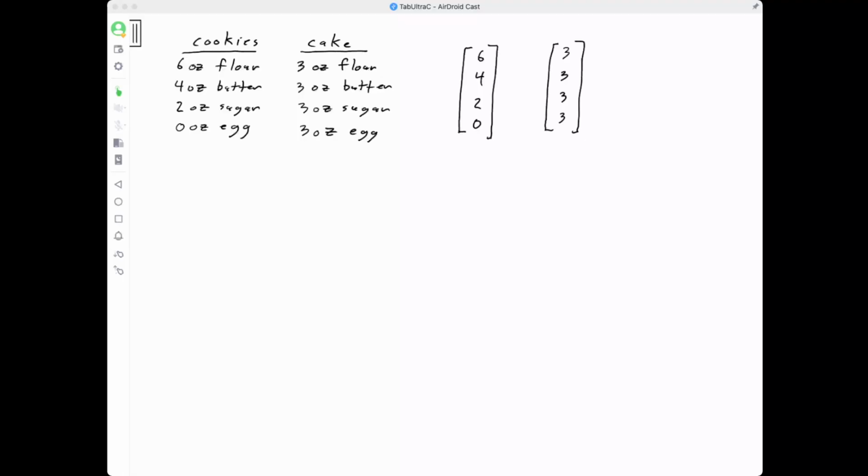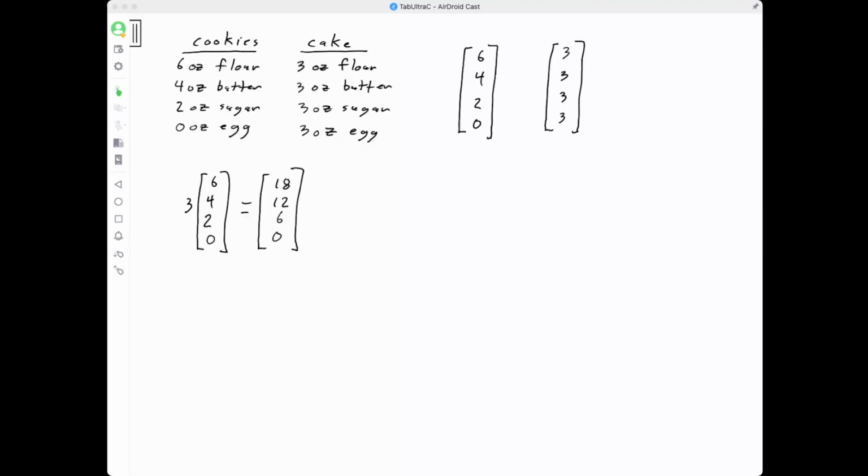And if I have these as my vectors, my recipes, I can think about, well, what do I need to make not 1 batch of cookies, but 3 batches of cookies? So I would take 3 times my vector, 6, 4, 2, 0. And what I'm doing when I do this is I just multiply that 3 times every entry. So I would need 18 ounces of flour, 12 ounces of butter, 6 ounces of sugar, and 0 ounces of egg. And that would get me 3 batches of cookies.